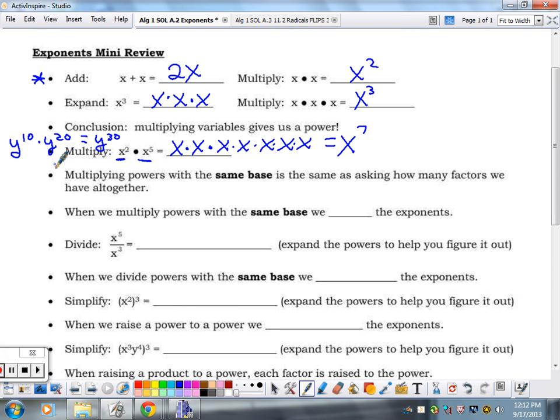Does everyone see that? What's a question? Any questions?